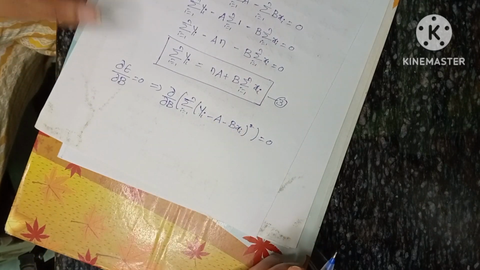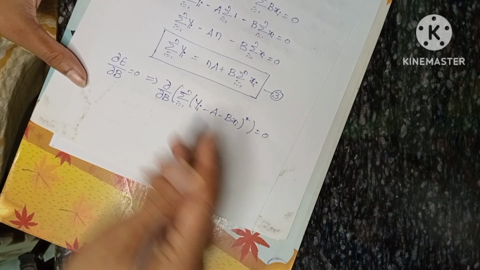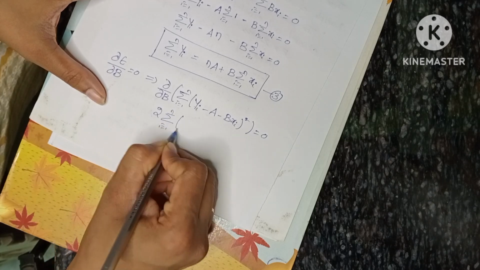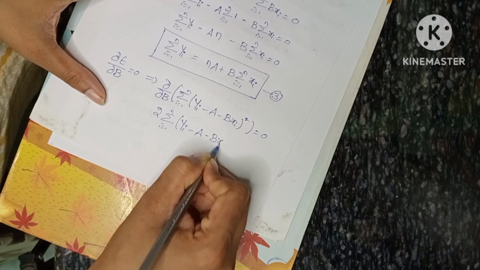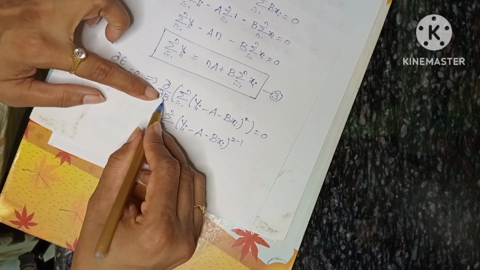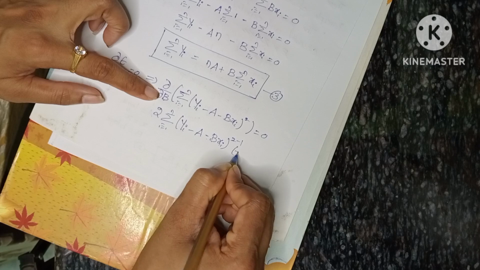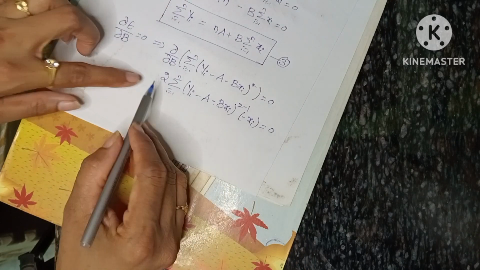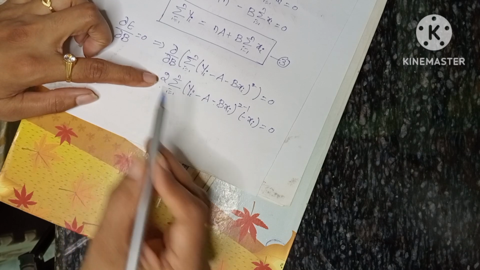So again it is in the form of x square. So x square differentiation is nothing but 2 into x to the power of 2 minus 1. So 2 into summation i equals 1 to n (yi minus a minus b xi) whole to the power of 2 minus 1. With respect to b we are doing, so the b coefficient is nothing but minus xi, equals what? 0.